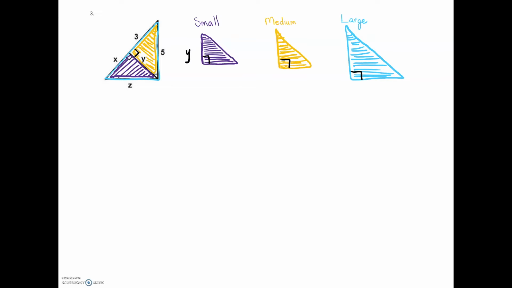For the small triangle, we have one leg y, the other x, and then the hypotenuse z. For the medium triangle, we have one leg as 3, one as y, and the hypotenuse is 5. And for the large triangle, we have one leg 5, another z, and the hypotenuse here, take note, is x plus 3, so I did that here on the left. And then we'll add that to the hypotenuse for the large triangle.